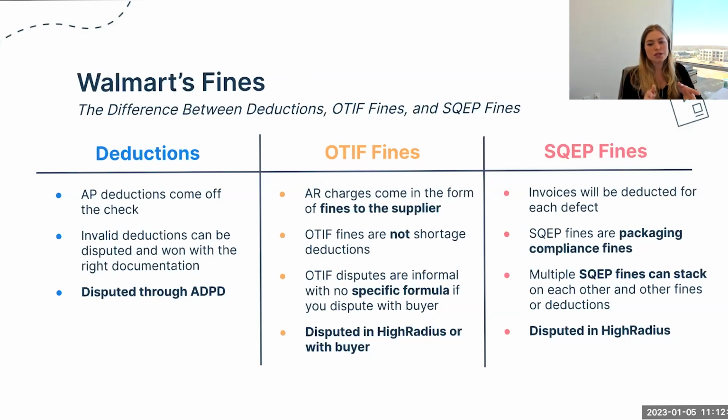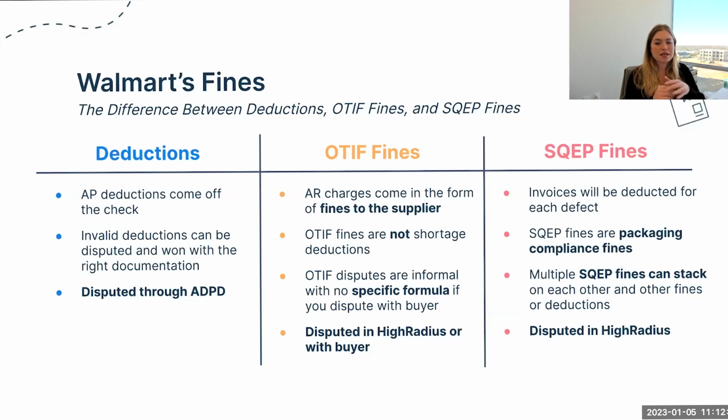Today, we're going to be covering OTIF fines. So what are OTIF fines? They are the AR charges that are sent to the supplier. So it's not a shortage deduction. It's not going to be those allowances. It's not going to be pricing discrepancies. It's not going to be any of that. It's a specific program that Walmart has implemented that goes through the AR process. So we're going to be diving in today into how you can go and dispute those, either through HighRadius or with your buyer. There's not really a specific formula that we're going to be going over.